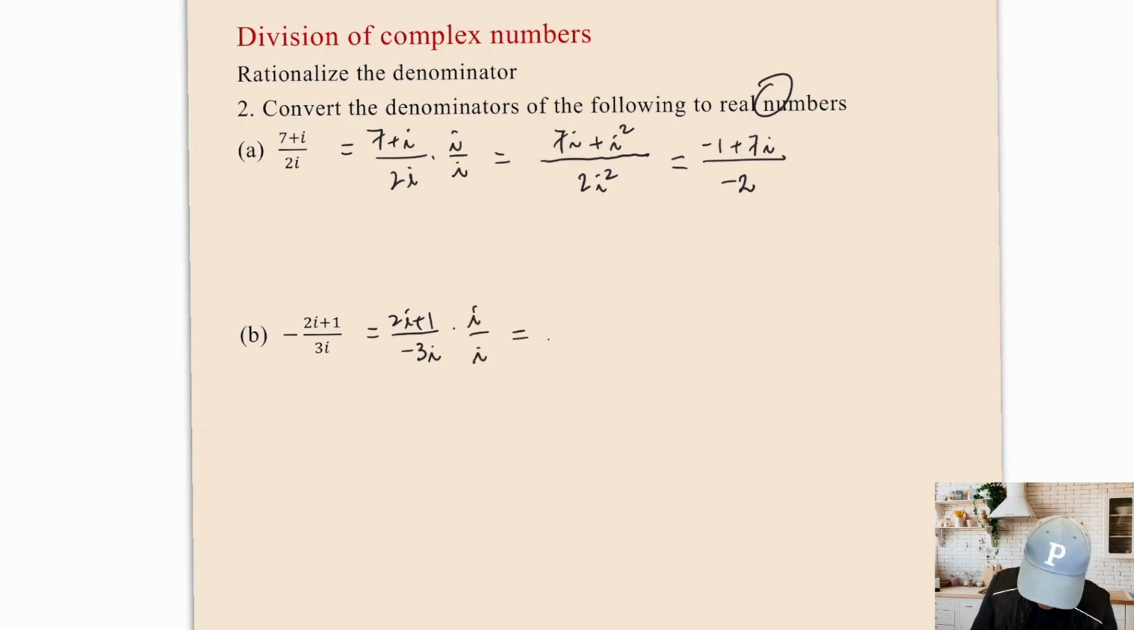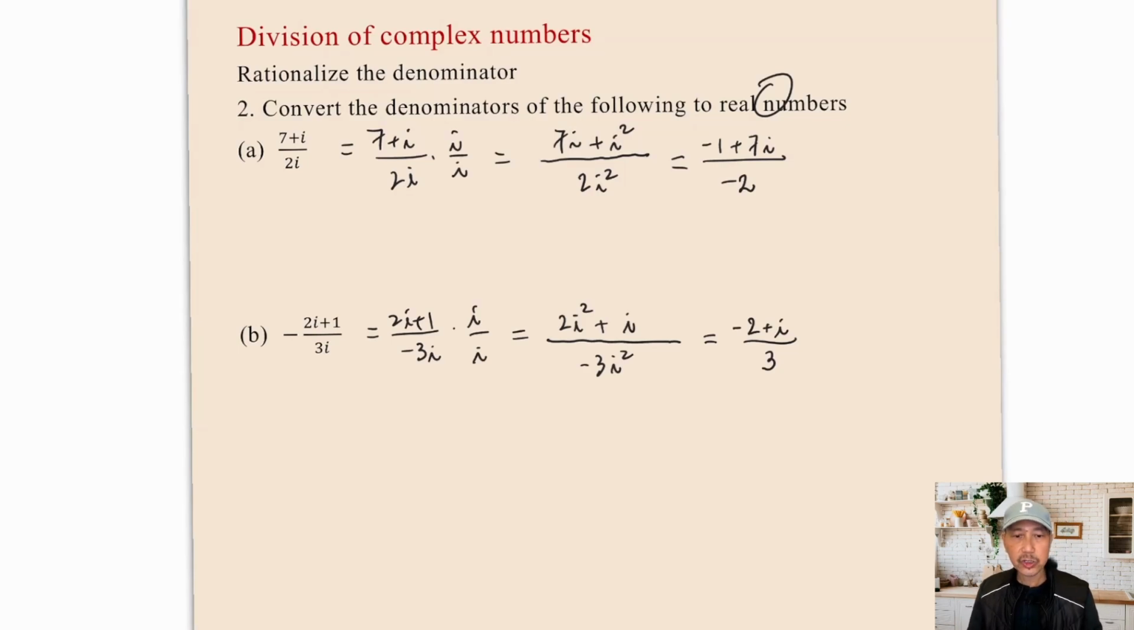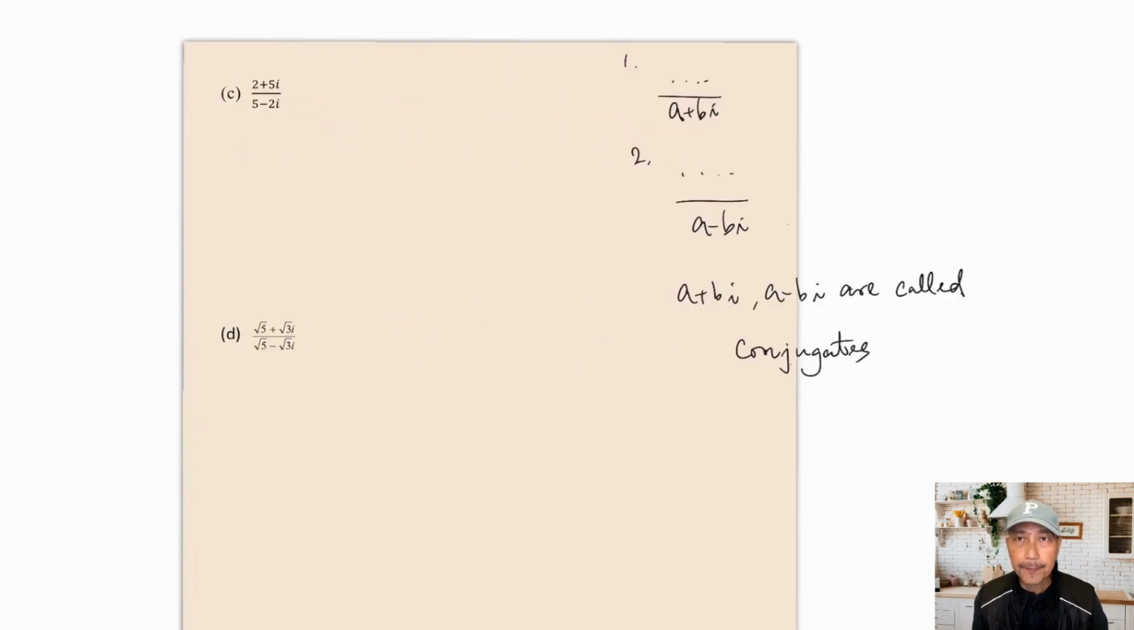We write the denominator first, -3i squared. Because i squared is -1, the denominator becomes 3. Okay, the numerator is 2i squared plus 1i. i squared is equal to -1, so there is -2 plus i. Okay, finish. In part C and part D, the denominators are complex numbers.